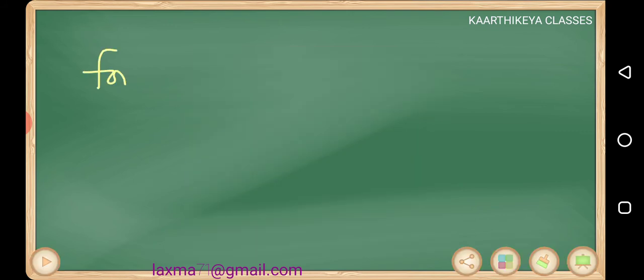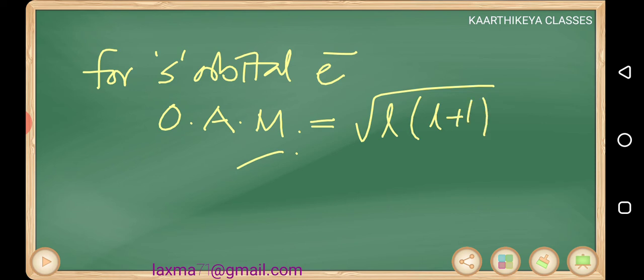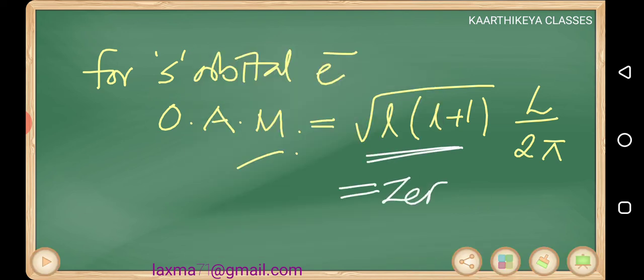For s orbital electrons, what is the orbital angular momentum? Orbital angular momentum is equal to the formula root of L into L plus 1, times h by 2 pi. For s orbital, the L value is 0. When this L value is 0, the overall value becomes 0. So for s orbital electrons, orbital angular momentum is 0.